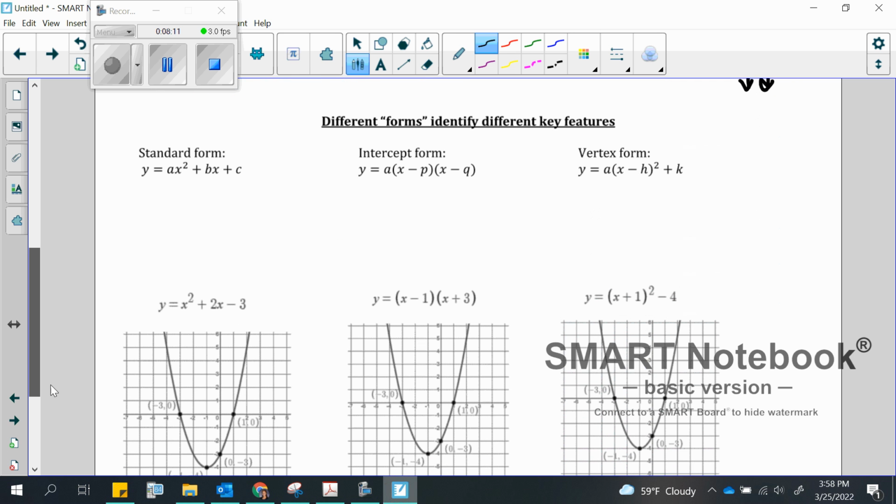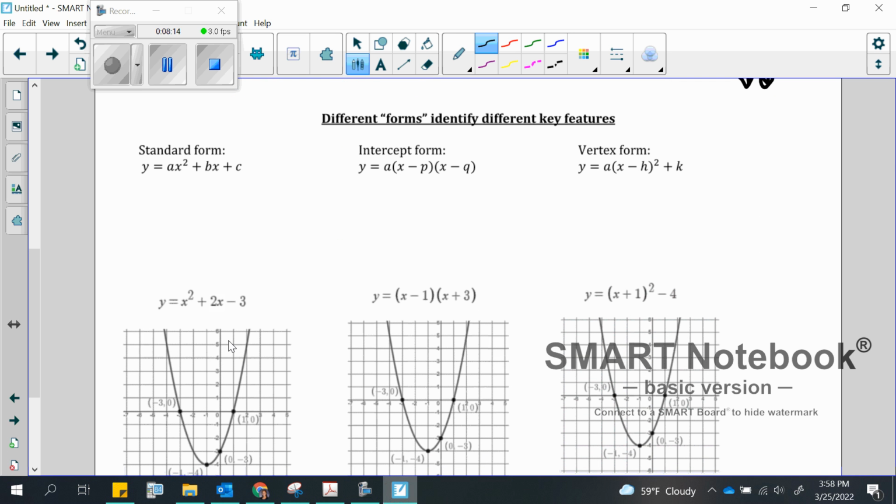Let's keep going. Different forms identify different key features. So when we are in standard form, there's a few things that we point out. Standard form tells us the y-intercept. So the y-intercept is going to be c. From the standard form, we can also find the vertex, which we'll talk about in a little bit, but that's -b over 2a, and then we plug in to find the y value. And this will also tell you the end behavior. So if this number in front is positive, the function is going to go up towards infinity.